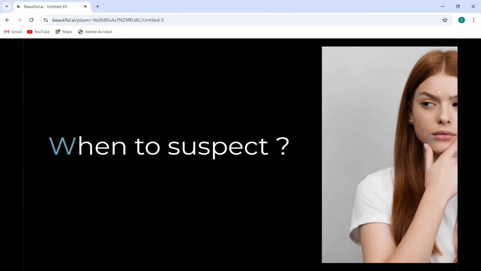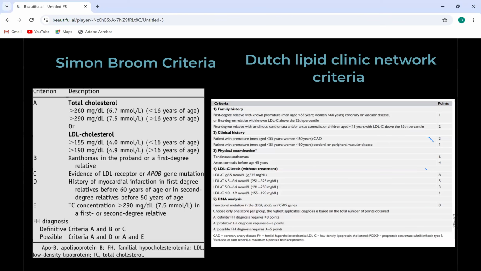So we'll answer the question: how would you suspect whether the patient has it? We use two criteria, what is called Simon-Broome or Dutch Lipid Clinic. I think the Simon-Broome criteria is much easier to remember. So if you get a patient with very high cholesterol, see whether your total cholesterol is more than 290 and your LDL is more than 190. If you have that, see whether there is a history of myocardial infarction in your first degree relatives before the age of 60, or any second degree relative before the age of 50.